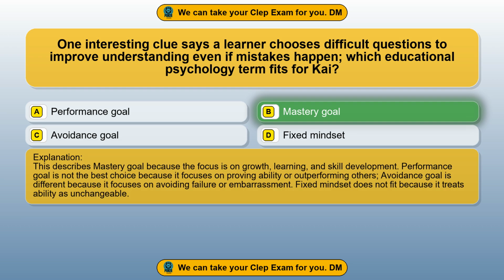This describes mastery goal because the focus is on growth, learning, and skill development. Performance goal is not the best choice because it focuses on proving ability or outperforming others. Avoidance goal is different because it focuses on avoiding failure or embarrassment. Fixed mindset does not fit because it treats ability as unchangeable.